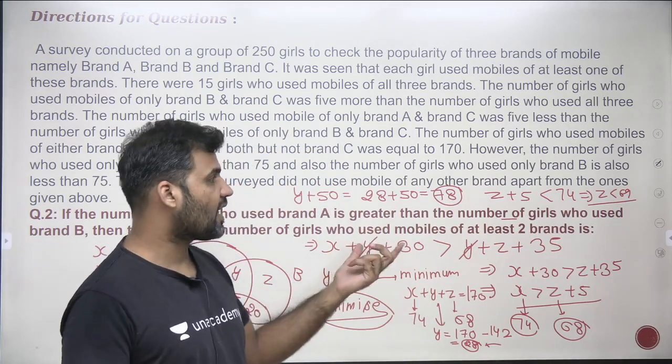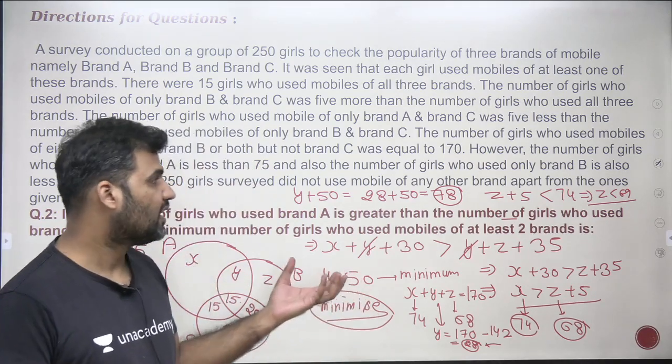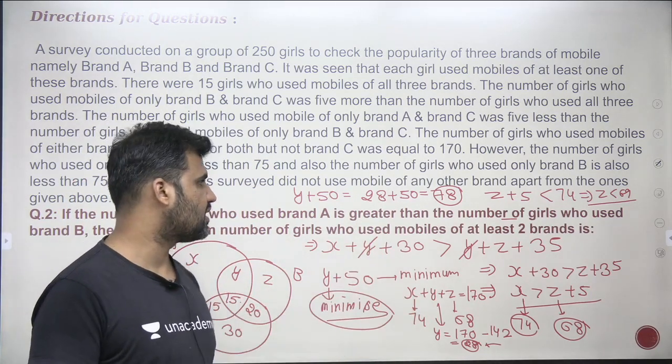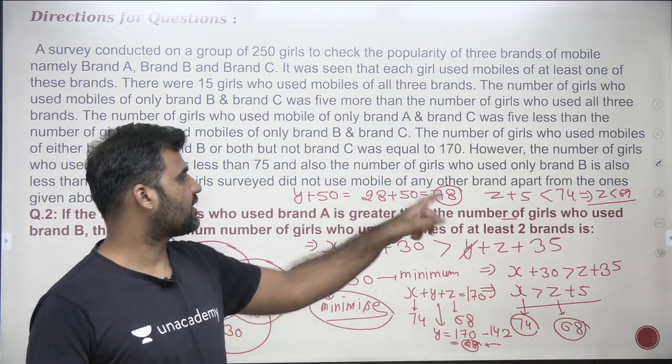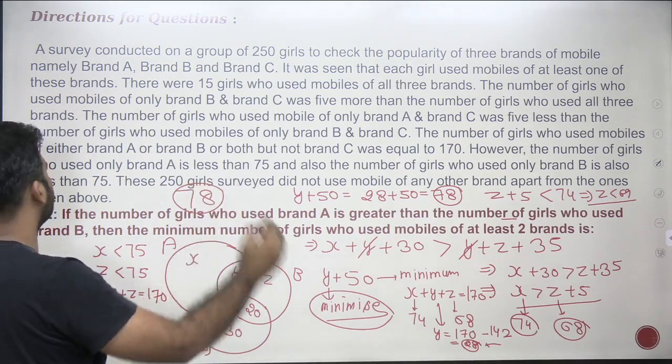So therefore, because Y and X and Z are representing the number of girls who are using the mobile phones, they cannot be in fractions, they have to be integral values, right? So Y has to be equal to 78, and that's the answer of the question. This was question number 2 of the set.